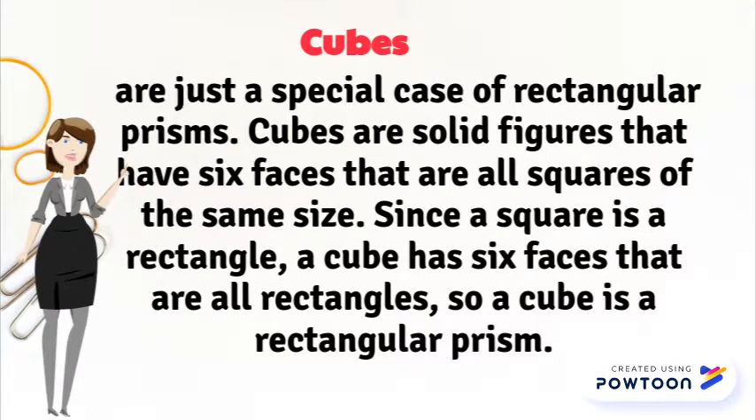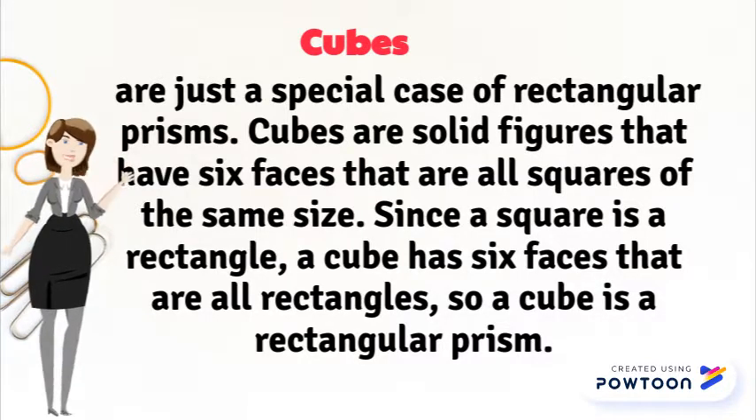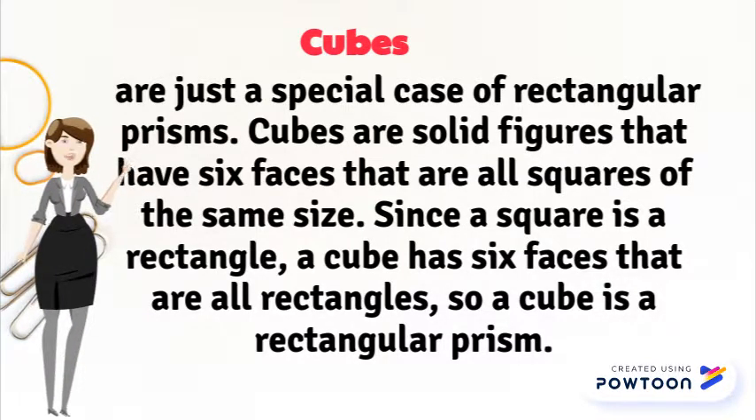Cubes are just a special case of rectangular prisms. Cubes are solid figures that have six faces that are all squares of the same size. Since a square is a rectangle, a cube has six faces that are all rectangles.